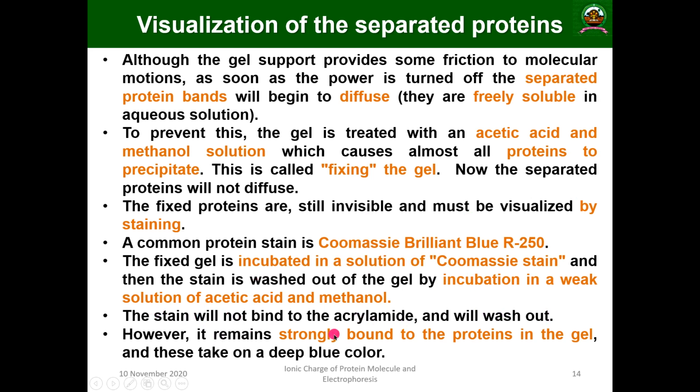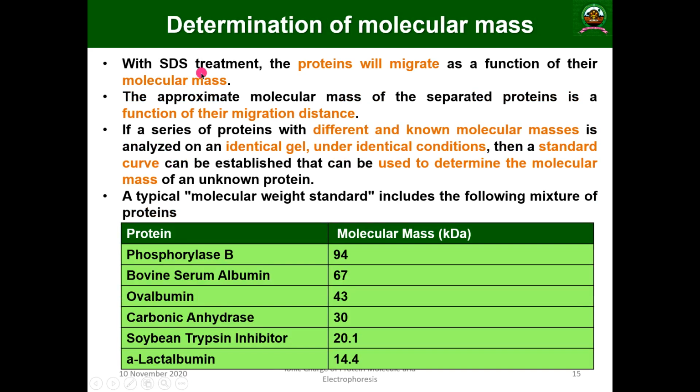The stain will not bind to the acrylamide and will wash out. However, it remains strongly bound to the protein in the gel, and this gives a deeper blue color. So you can see deeper blue colored regions where the proteins are. Once treated with SDS, the protein will migrate as a function of its molecular mass. The approximate molecular mass of the separated protein is a function of its migration distance. So it's very, very important.